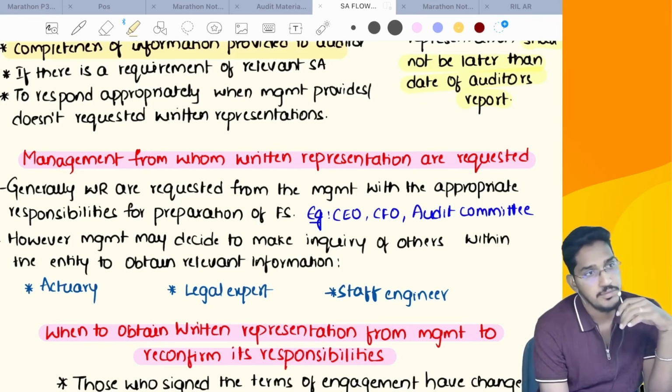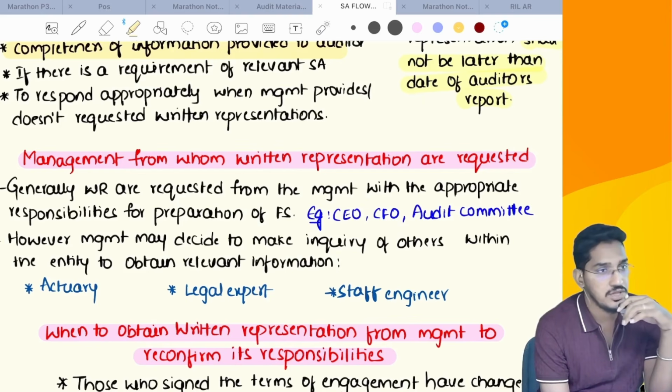Saying that, can he escape? Can he say, no, no, I don't have information, I will not give written representation? Can he say that? No. Then what should be done?